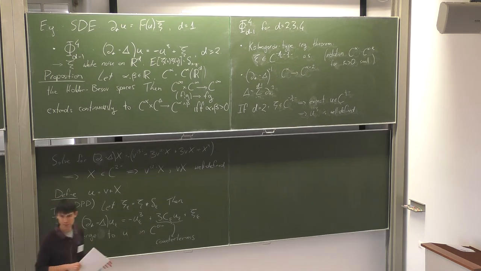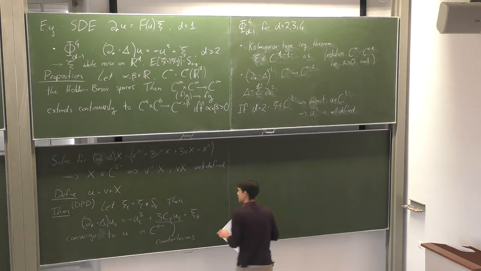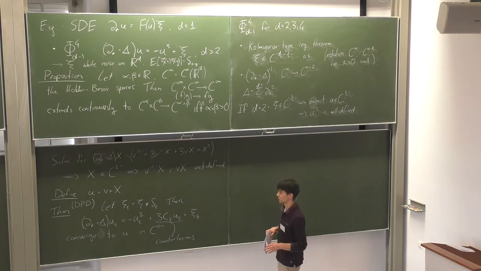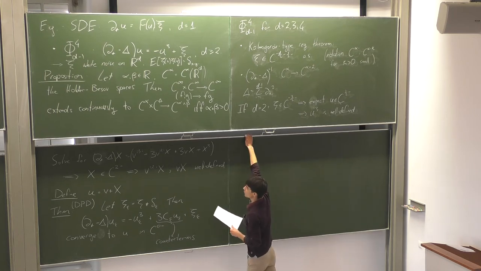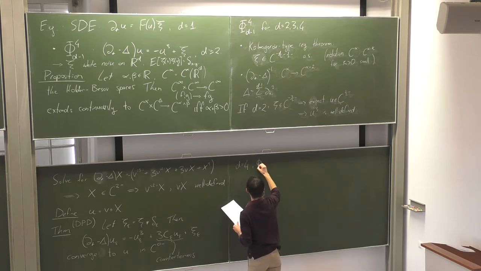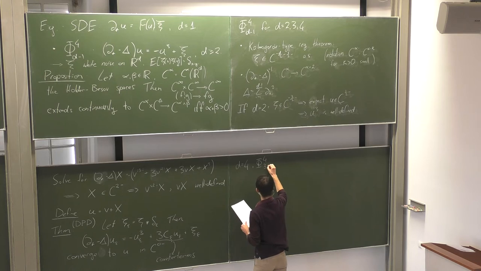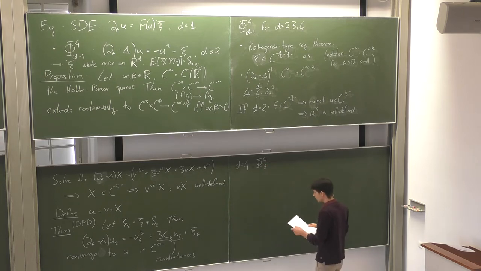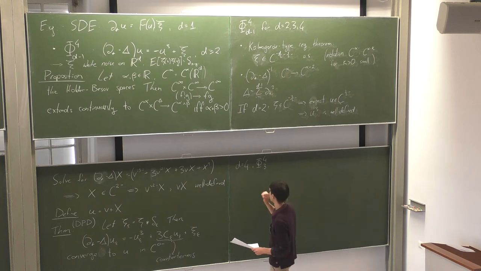Okay, so this was the idea of Da Prato and Debussche. Let's go up one more step. Let's look now at what happens with d equal to 4. So we're looking at Phi^4_3. This time, the situation is quite a lot worse.